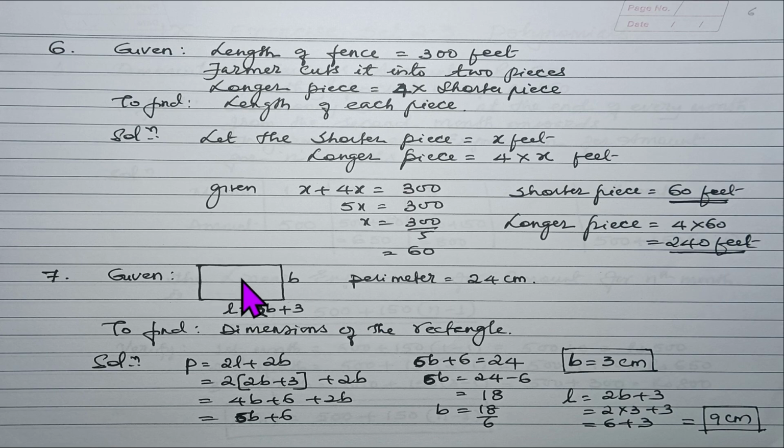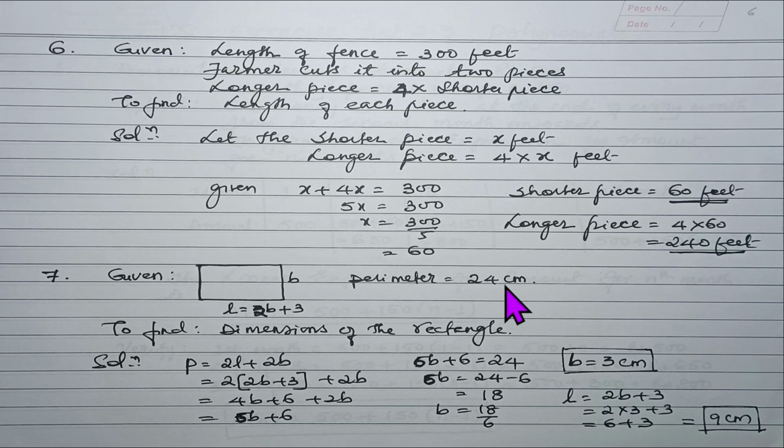Now here we are given a rectangle where the breadth is b and the length is given as 3 centimeters more than twice the breadth. That means L is equal to 2b plus 3 here. So please understand again, the breadth is b but the length is 3 more than twice the breadth, therefore it is 2b plus 3. The perimeter is given and we have been asked to find the dimensions of the rectangle. That means we have to find the breadth and the length here. So the length is 2b plus 3, the breadth is b.